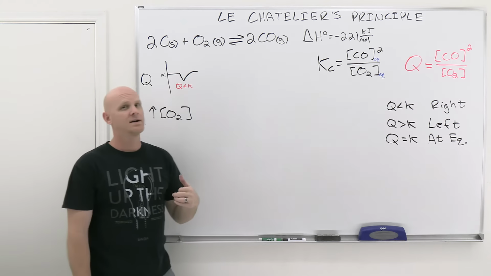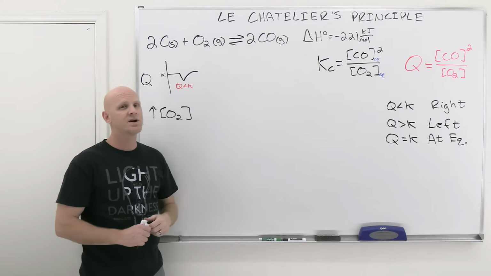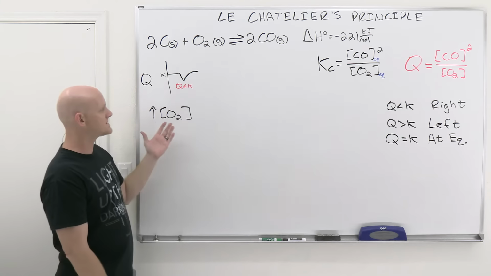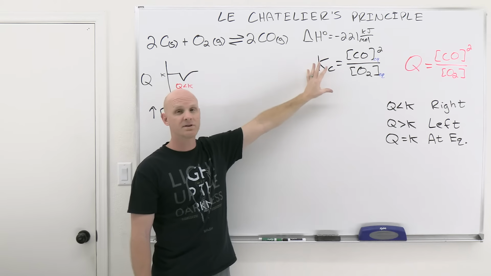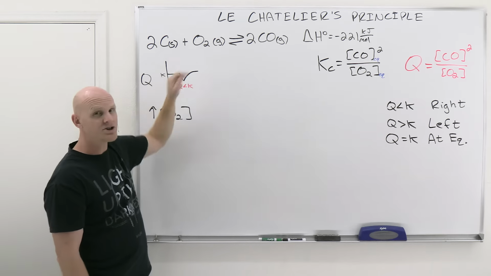The second way is using Le Chatelier's principle, the definition. If you place a stress on a system at equilibrium, it will respond to counteract the stress. Well, in this case, the stress is that we added O2. It definitely took the system out of equilibrium because it changed that ratio. And the stress is that now we have too much O2.